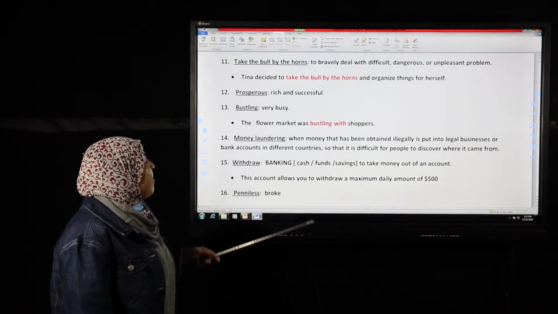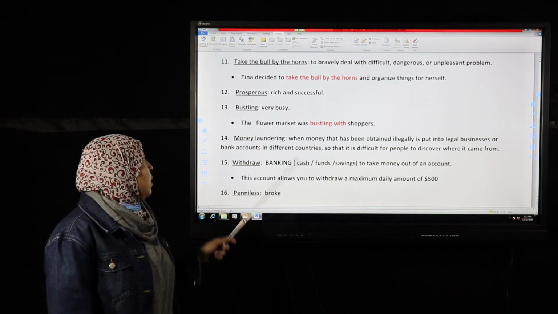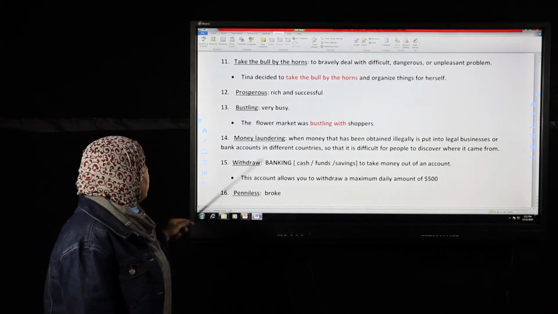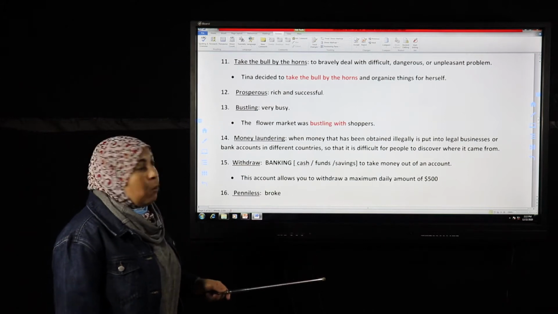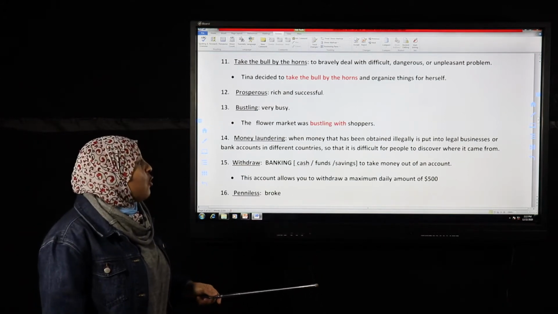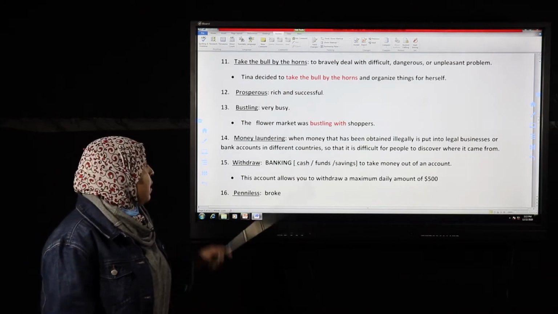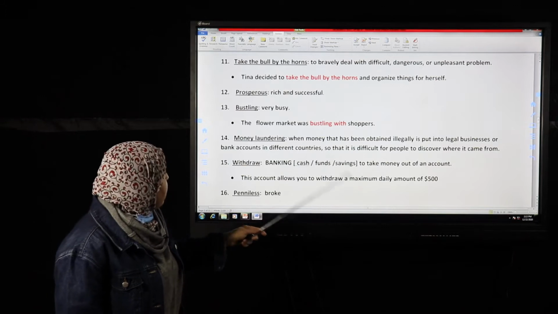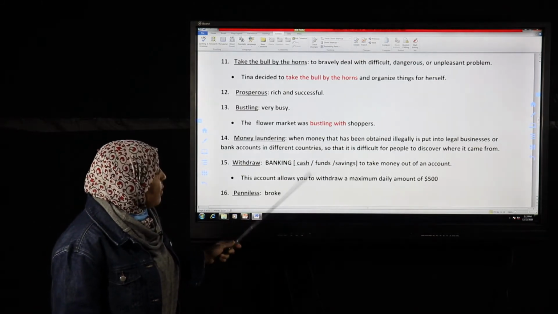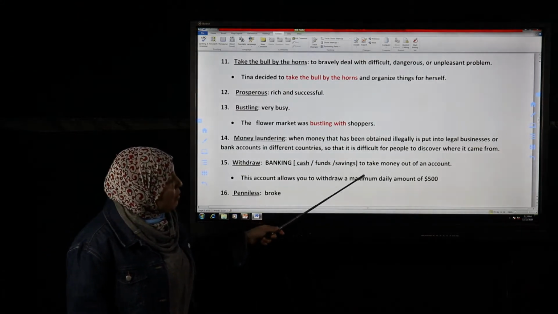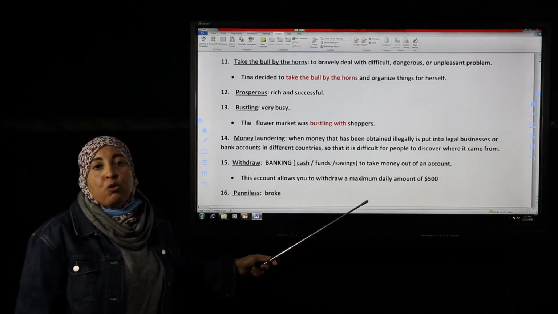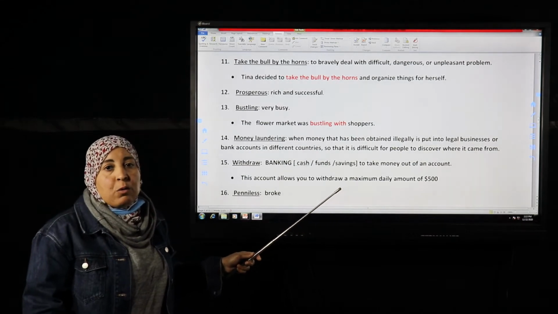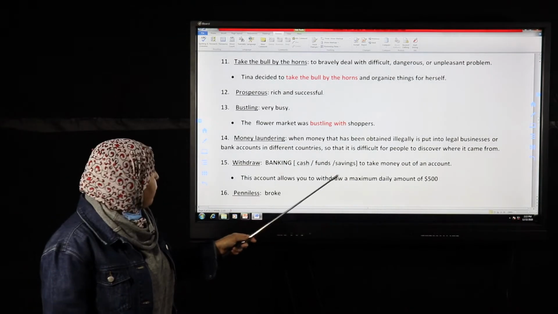Number 13, bustling. To be very busy, especially when we are in a market. The flower market was bustling with shoppers. Number 14, money laundering. What do you mean? To have illegal money and try to use it in legal business. When money that has been obtained illegally is put into legal business or bank accounts in different countries so that it's difficult for people to discover where it came from. So we use illegal money in something legal to make it difficult for others to discover where it came from.